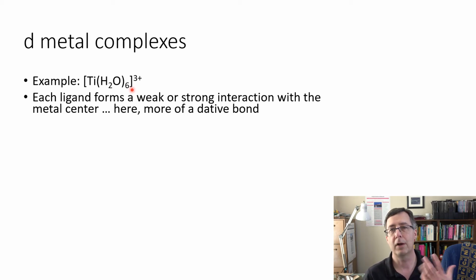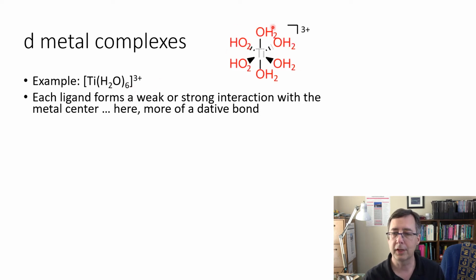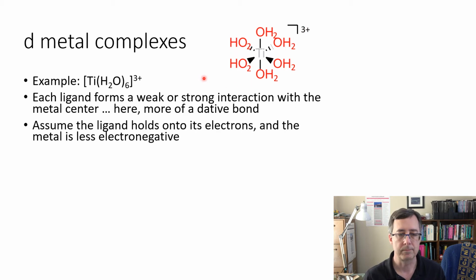And we do imagine the waters retaining all of their electrons, basically, and just partially sharing them a little bit. So here's a little picture of this. I've got titanium where I've got the waters around it in an octahedral arrangement. And the whole thing has got a 3+ charge. So if I do assume that the ligands, in this case the waters, are holding on to most of their electrons, then that also implies that the metal is the less electronegative partner, because it's not ripping electrons off of the waters, for example.